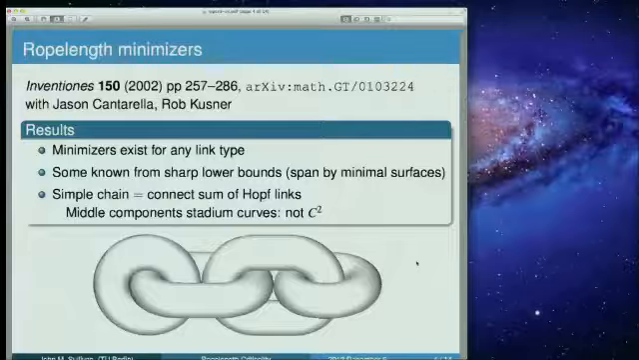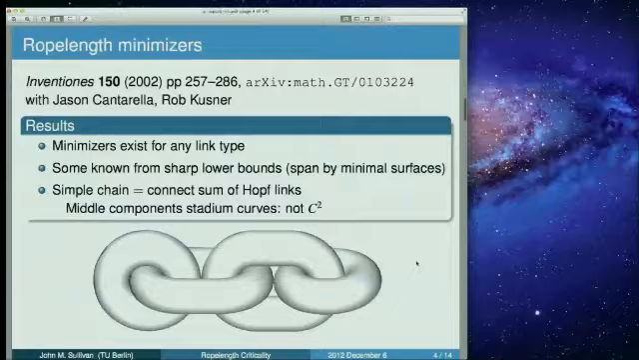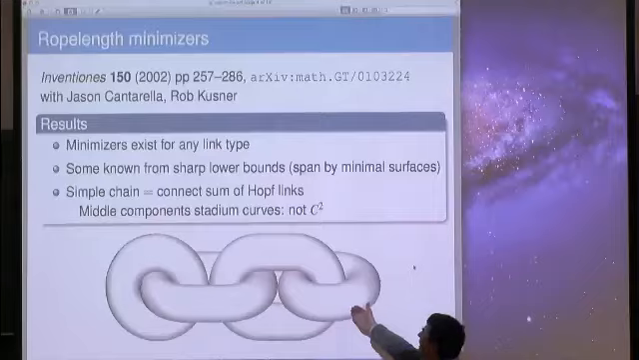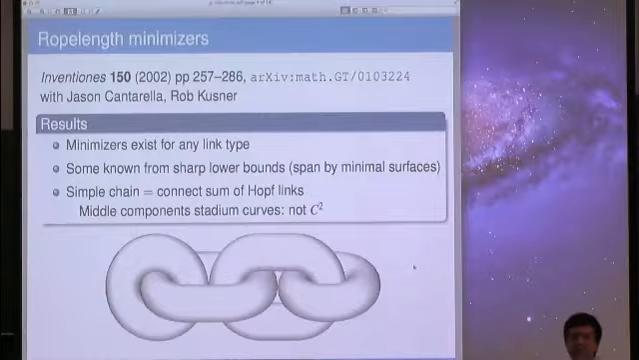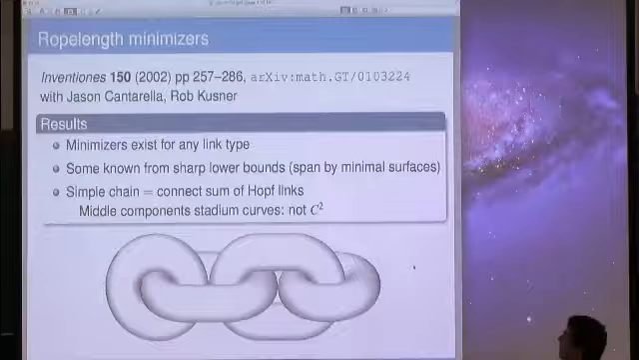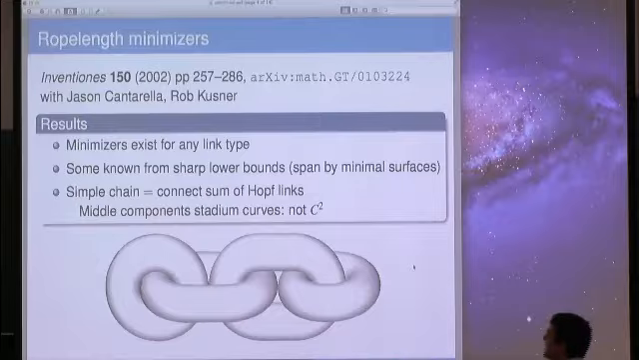So in a few cases, rope length minimizers are known. This goes back to a paper a long time ago I wrote with Rob and Jason, like this simple chain connecting some Hopf links. The end components are circles, and the middle components are stadium curves, two half circles connected by straight segments. So this shows that minimizing rope length does not produce smooth curves. These curves are not C^2. Of course, they're C^{1,1} because they have positive thickness.